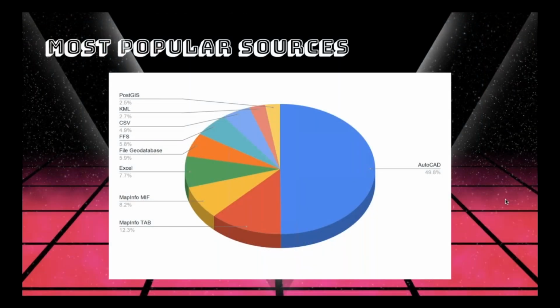And if we look at our stats, where are people coming in from? Overwhelmingly, they're coming in from AutoCAD. I was quite surprised to see this. This was in the last year. Half of the times people are going to Shape, it's with AutoCAD, and almost a fifth of the time it's from MapInfo.